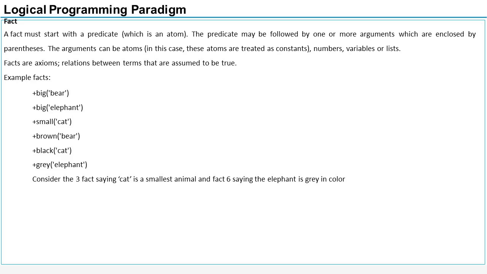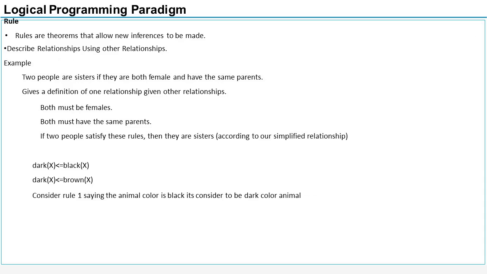Facts are axioms, relations between terms that are assumed to be true. We have certain examples for that. Rule. Rules are theorems that allow new inference to be made. They describe relationships using other relations.